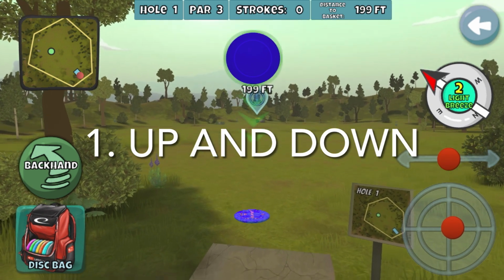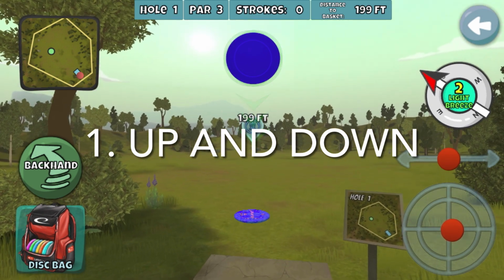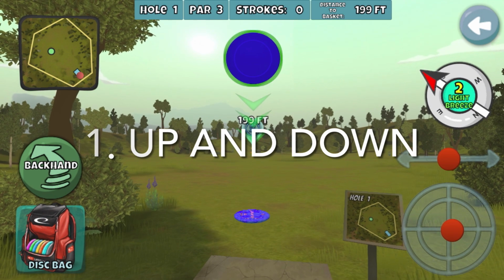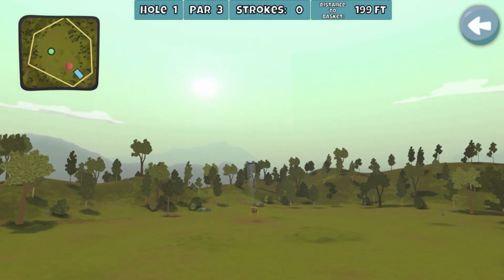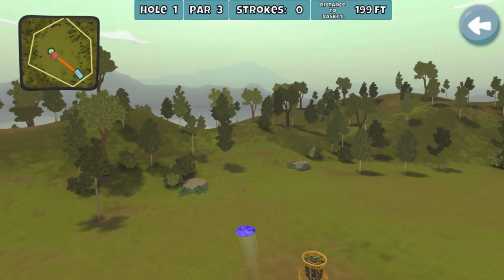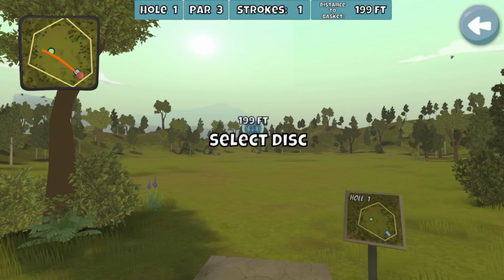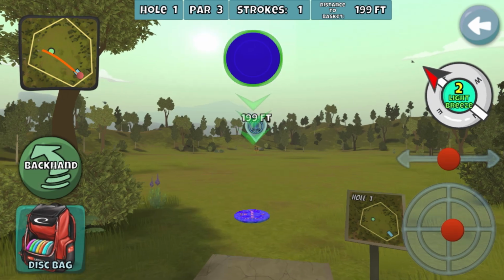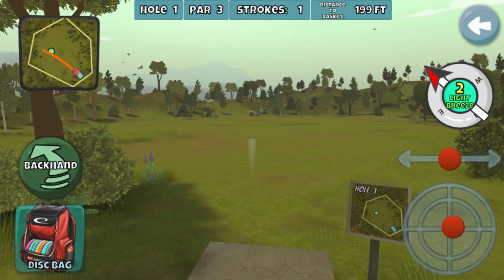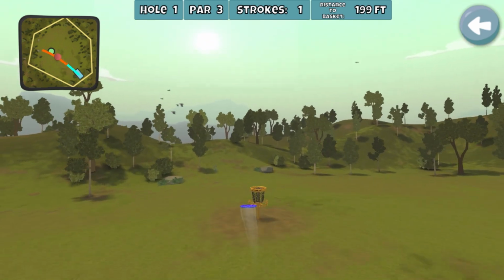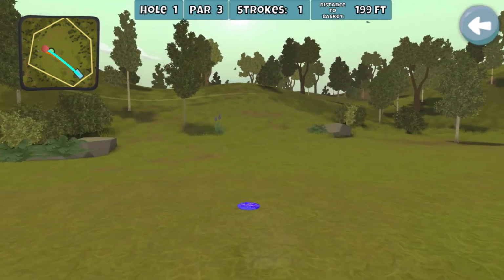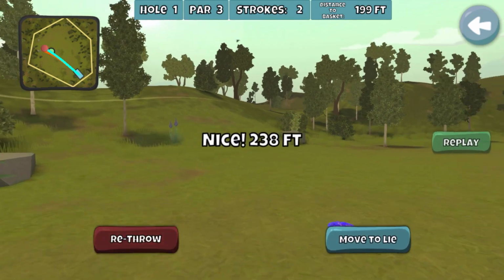And the first is your up and down. Obviously, depending on the throw, whether it's uphill, downhill, whatever your decision is, you have to decide how high or low to throw it. And no matter what you do with any shot, whether it's a throw-in, off the tee, or anything, you have to decide what the height of your disc is going to be. And different discs act different ways. Light discs will go higher and so on. So that's the first point.